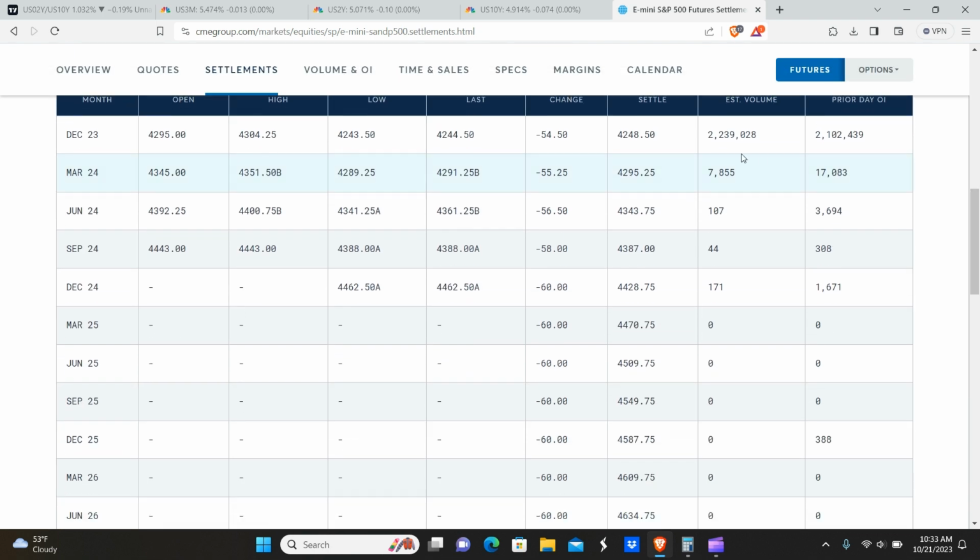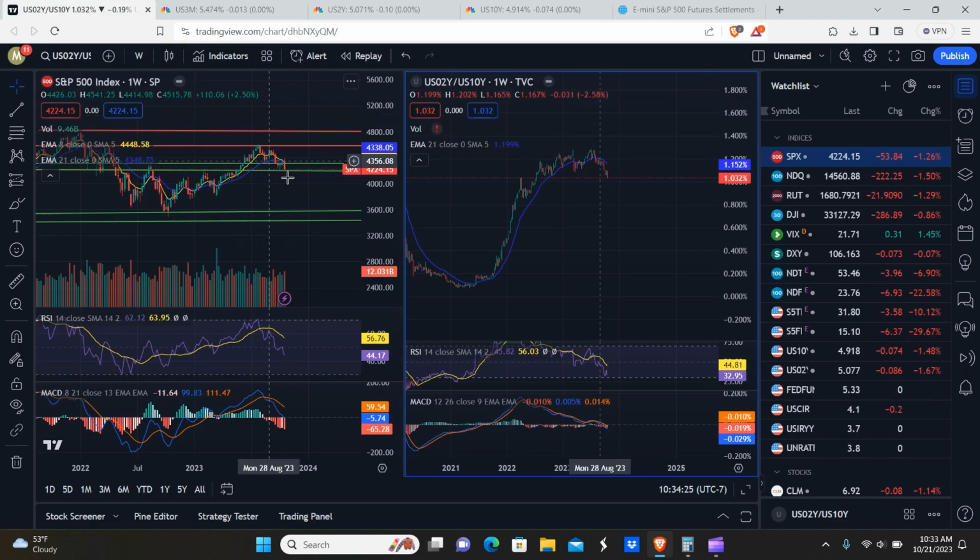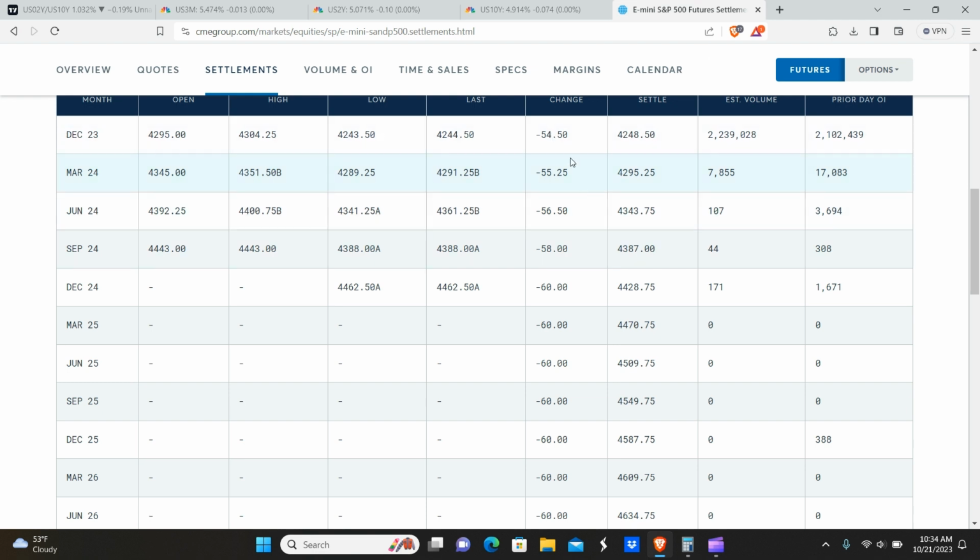These are the settlements. So December 2023, which is 2 months from now, you're talking 42.48. That's basically pretty much right where we are in the SPX, as you can see on the chart. And then the next roll date or settlement date would be 43.45 in March, 43.92 in June, 44.43 in September, and this is in 2024.